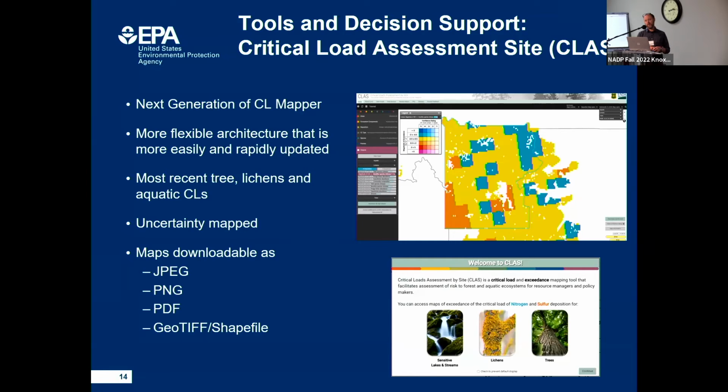And we need to multiply that by like 100 to bring in the tree critical loads. And so it just wasn't going to work, we think, with the old architecture. So we're trying to develop a newer architecture. And so I encourage you to talk to Linda about that.